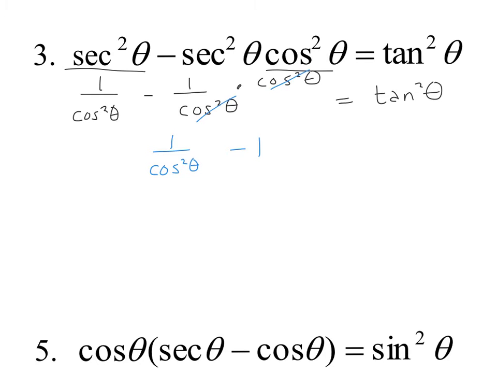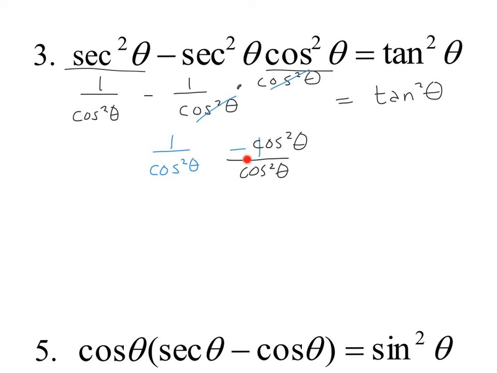So to simplify, remember when you're subtracting fractions, you want to get a common denominator. So in order to get a common denominator, I'm going to multiply the bottom by cosine squared theta and the top. So if I look over here, I have 1 minus cosine squared theta over cosine squared theta.